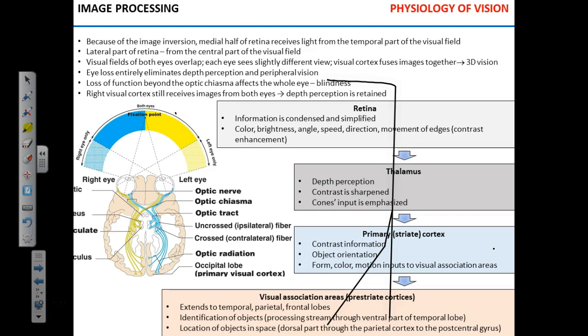So, central part of the visual field, okay, gets to the lateral part of the retina. It's kind of exemplified here. So you see the yellow part goes to the lateral. The blue part goes to the lateral. Okay? And medial part of the retina looks at the temporal region of the visual field. Now, fields overlap. That enables us to have depth perception.